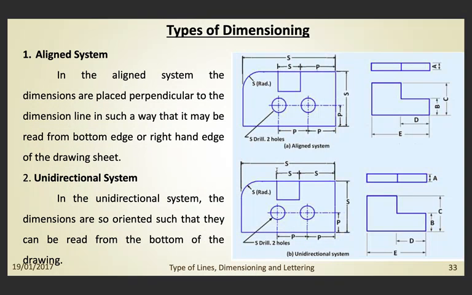Next come the systems of dimensioning. One is the aligned and another is the unidirectional system. In the aligned system, the dimensions are placed parallel to the dimension line in such a way that they may be read from the bottom edge or right hand edge of the drawing sheet. And in the unidirectional system, the dimensions are oriented such that they can be read from the bottom of the drawing. Preferably the unidirectional system is followed.